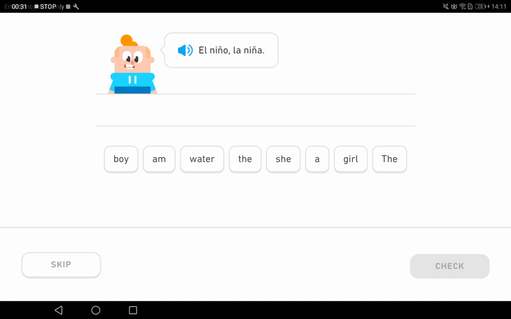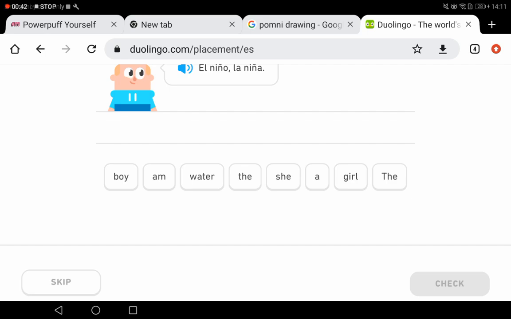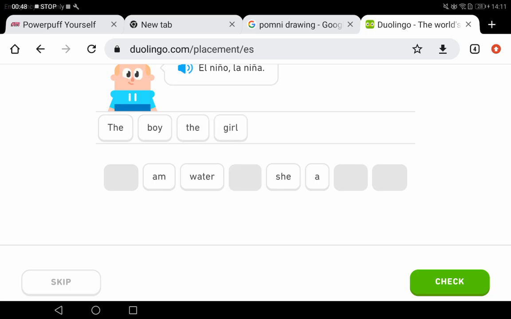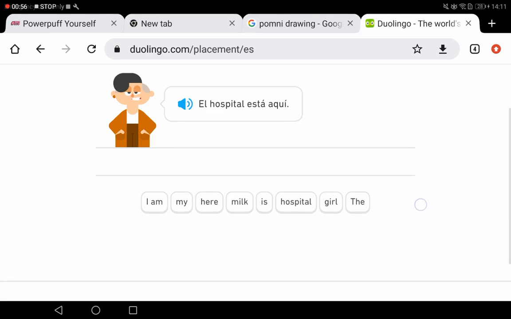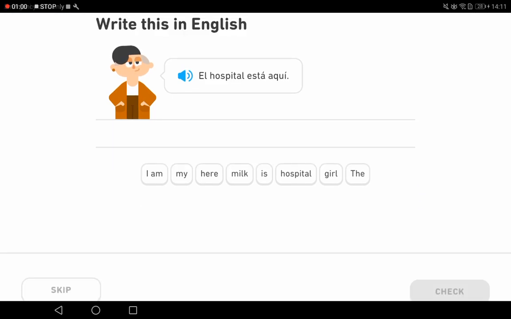El niño, la niña. Okay, that's easy. My cat is literally fighting. Oh my god. El niño, la niña. The boy, the girl. Oh my god. Why are they always fighting? My cat is literally fighting. Okay, there we go. El hospital aquí. The hospital is here.